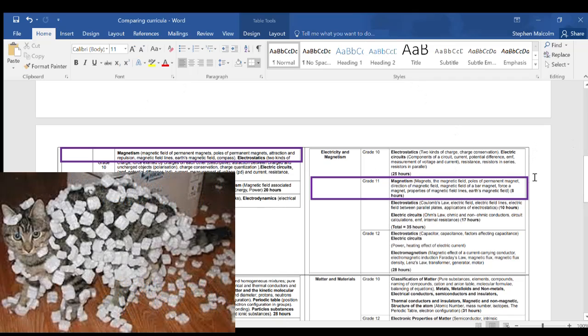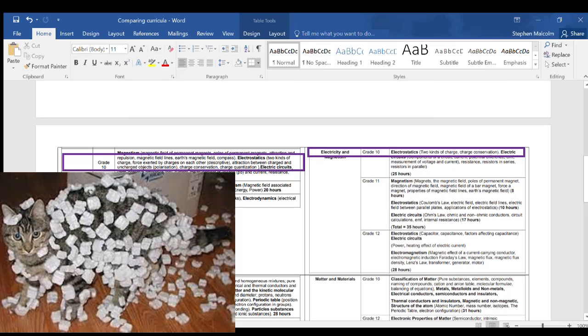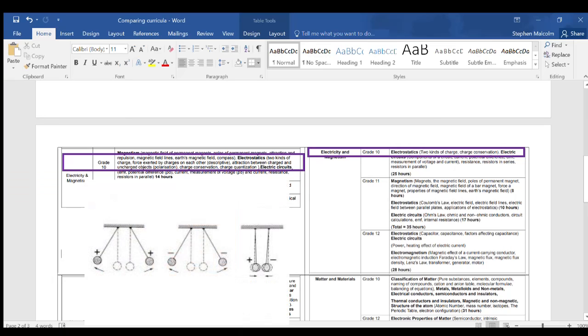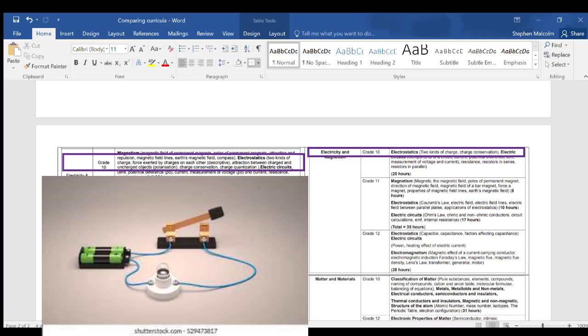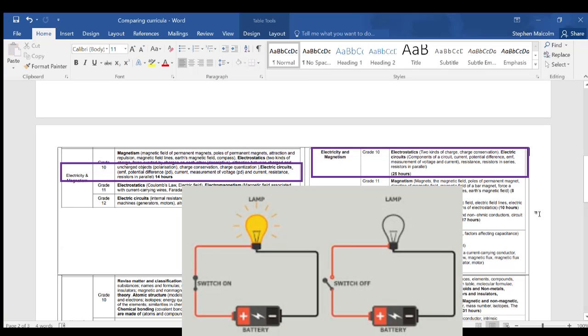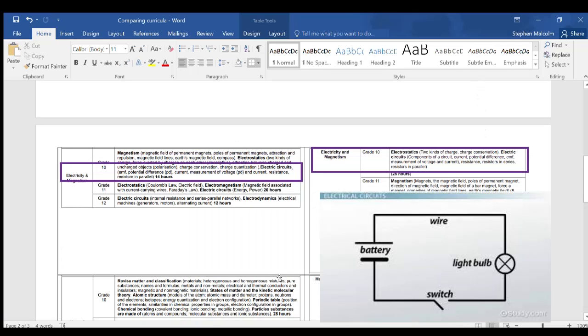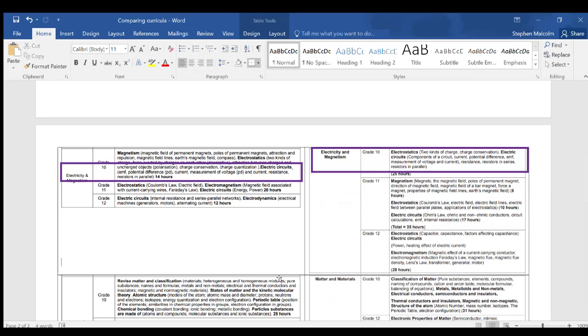Then electrostatics, as an introduction to the two types of charges, the attraction and charge conservation, is done in grade 10 in both Physical Science and Technical Science. And then finally, electric circuits are looked at as an introduction for both the Physical Sciences and the Technical Sciences. So here the major difference is that magnetism has been moved to grade 11 in Technical Sciences.